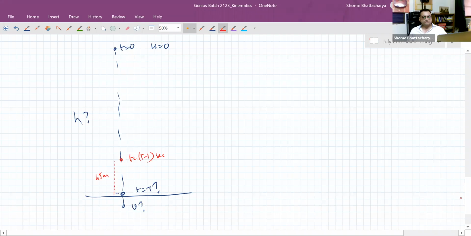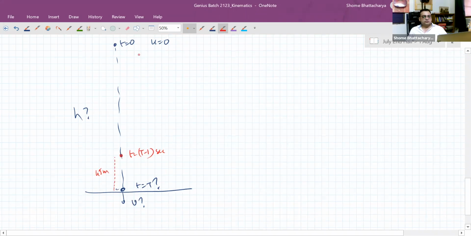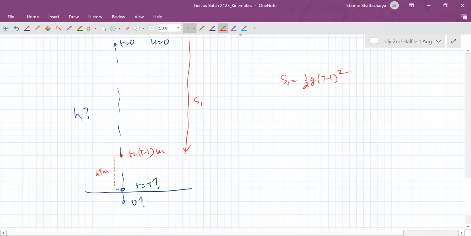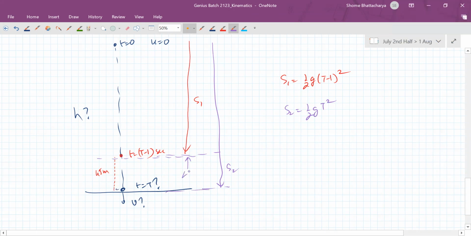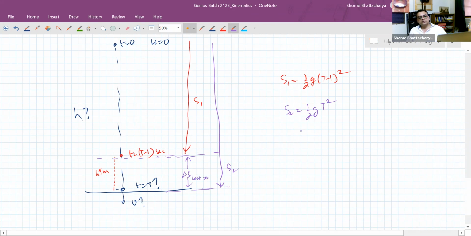Okay, now this is clear. So now see this total distance, let me write this as S1. So S1 is half g (T minus 1) whole square. This total distance, suppose S2, is half g T square. So now this 45 meters is actually the difference of these two. Let's write that delta S in the last second. So S2 minus S1 is supposed to be 45 meters.